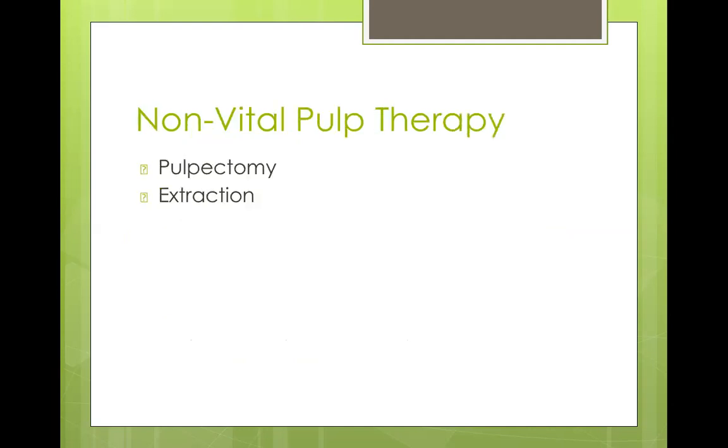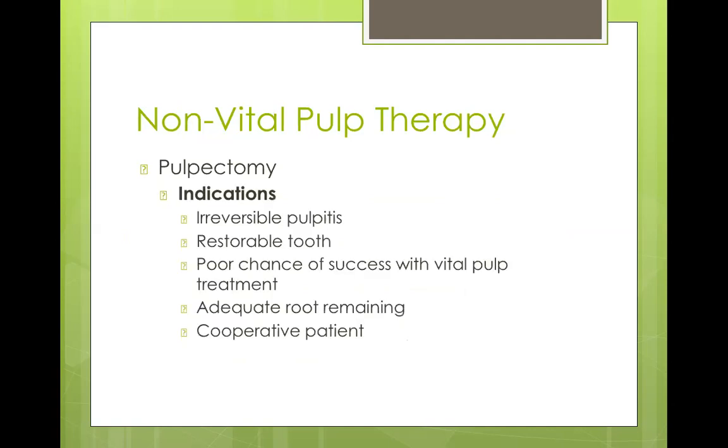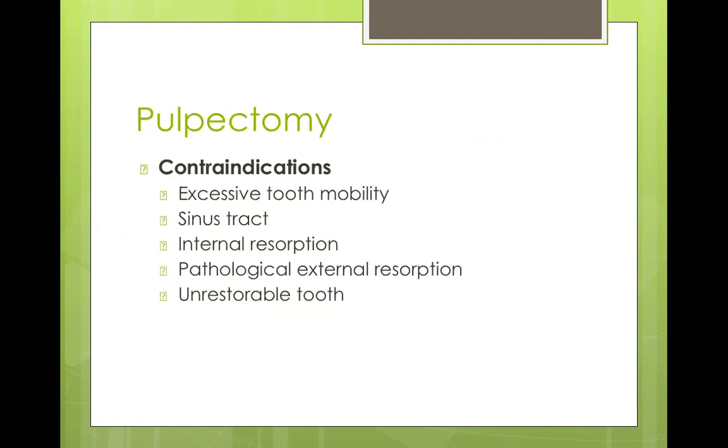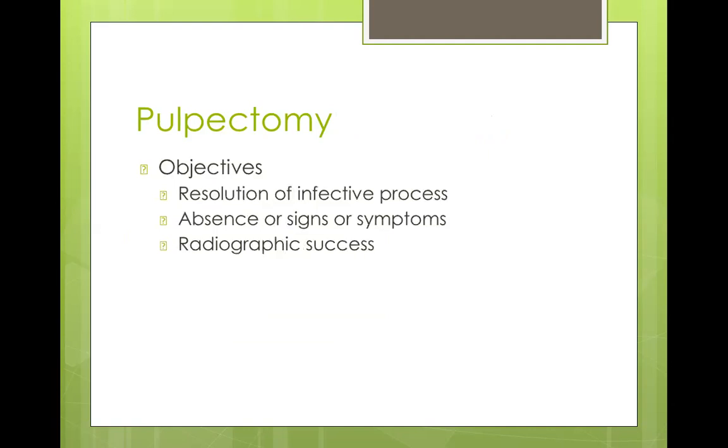Non-vital pulp therapy. Pulpectomy and extraction. So pulpectomy is indicated in irreversible pulpitis. The tooth needs to be restorable, and you know that the pulp is probably not going to succeed with a pulpotomy. For example, you try to control bleeding, you're unable, hemorrhagic pulp. There's a lot of root remaining, meaning the tooth is not about to exfoliate, and you have a cooperative patient. If the tooth is mobile, if there's a sinus tract, if there's internal resorption, if there's pathologic external resorption, or the tooth is unrestorable, you do not want to do a pulpectomy.